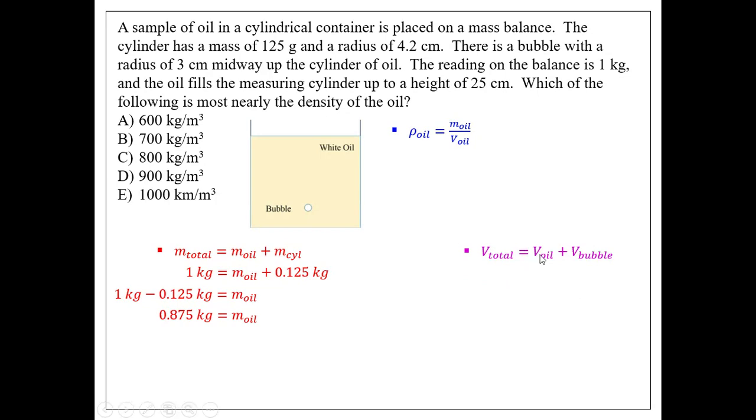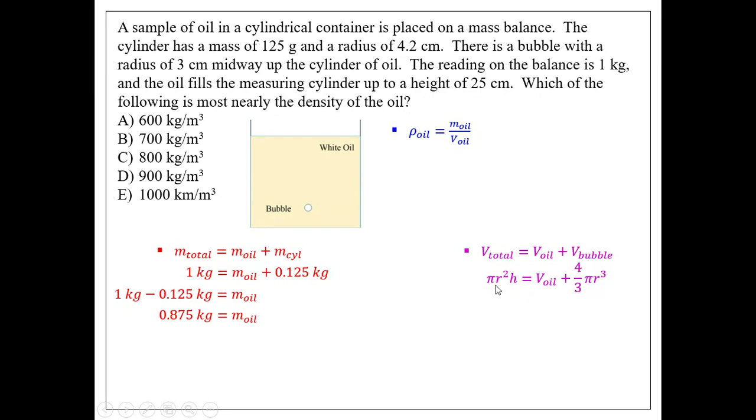It's just empty volume. But okay, so the volume of a cylinder is pi r squared times the height. And then here I kept the volume of the oil as unknown because in my work I need V oil, right? And I know the volume of the bubble I can just treat as a sphere. Okay, it is an air bubble. So I'll do that 4/3 pi r cubed.